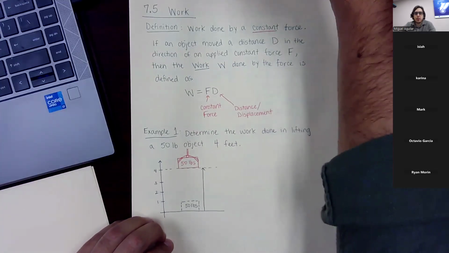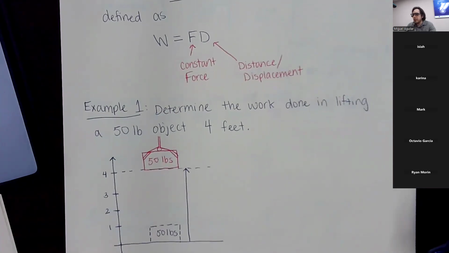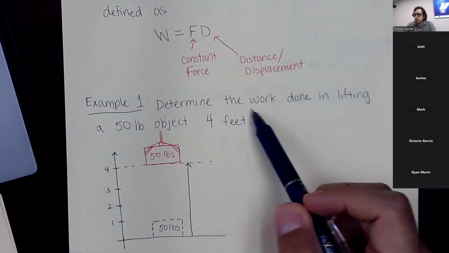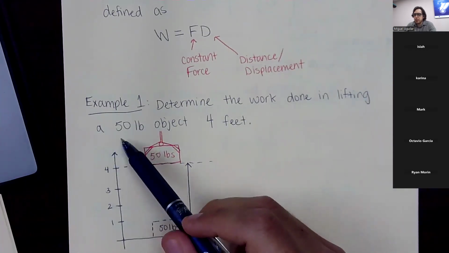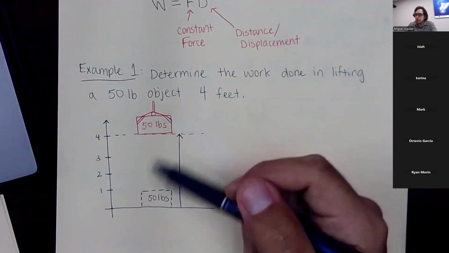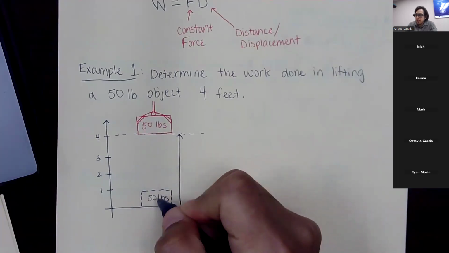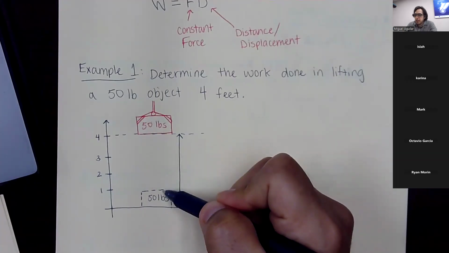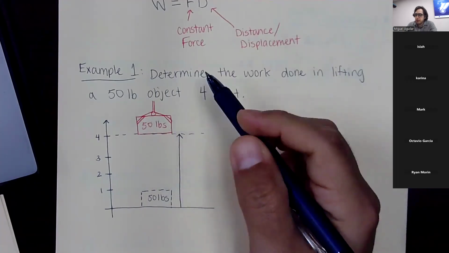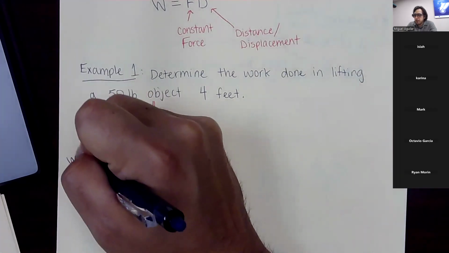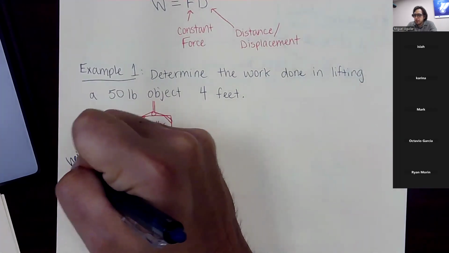Okay. So the first example that the book opens up with is: determine the work done in lifting a 50-pound object 4 feet, right? So I drew this little diagram here where we have this box that's 50 pounds, and we're just lifting that 4 feet in the air. So our y-axis here just represents the feet or the height, or you could think of it as the distance or displacement.